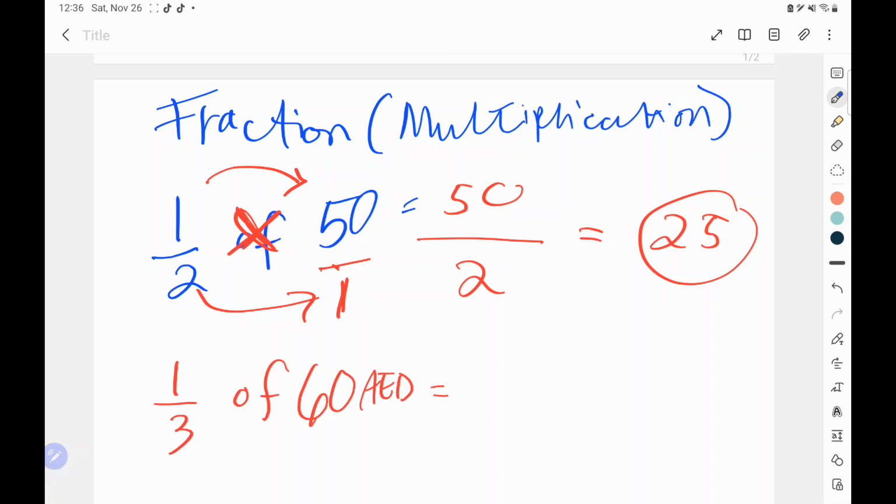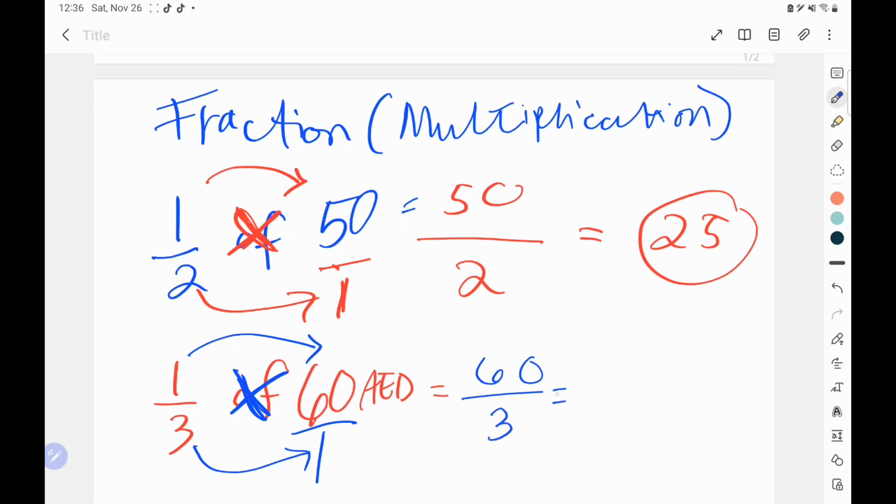Let's try another example here. So we have 1/3 of 60 AED. So basically of means times, right? And then 60 AED is a whole number, so we have to change it into a fraction. That becomes 60 over 1, which is the same as 60, correct? And then multiply it. 1 times 60 is 60. 1 times 3 is equal to 3. So that means 60 over 3 is the same as 60 divided by 3, which is equal to 20. What is the unit? AED. So 1/3 of 60 AED is 20 AED.